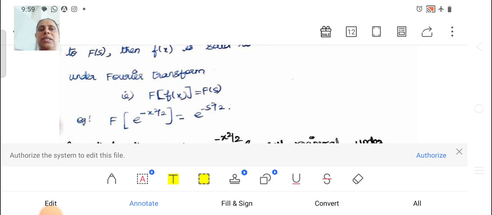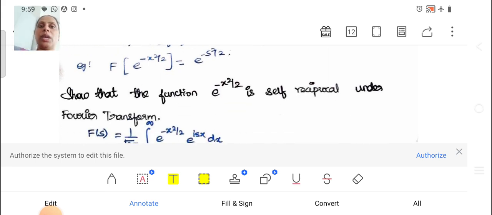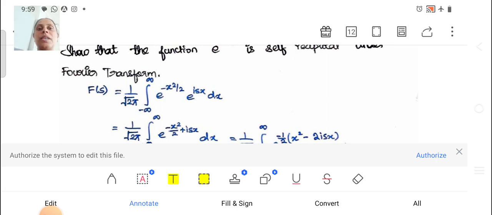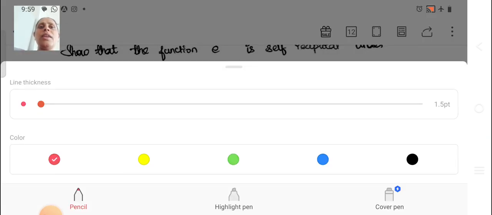In the question, instead of f(x) we replace e^(-x^2/2). So we have to prove that the function e^(-x^2/2) is self-reciprocal under the Fourier transform. The final answer is e^(-s^2/2). That is the self-reciprocal. So first we see what is F(s).